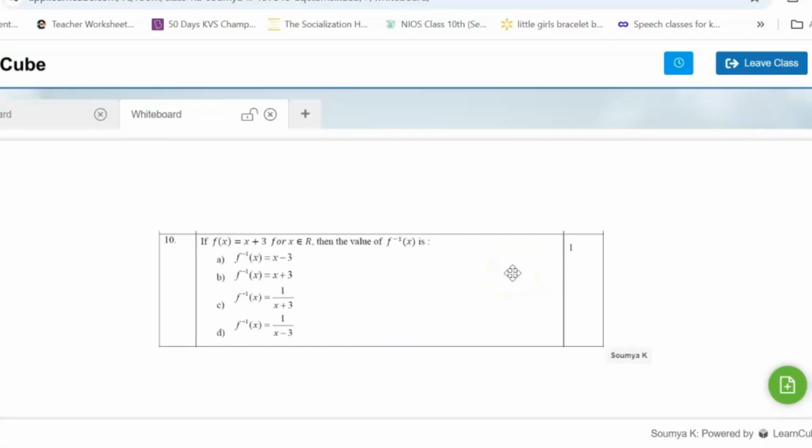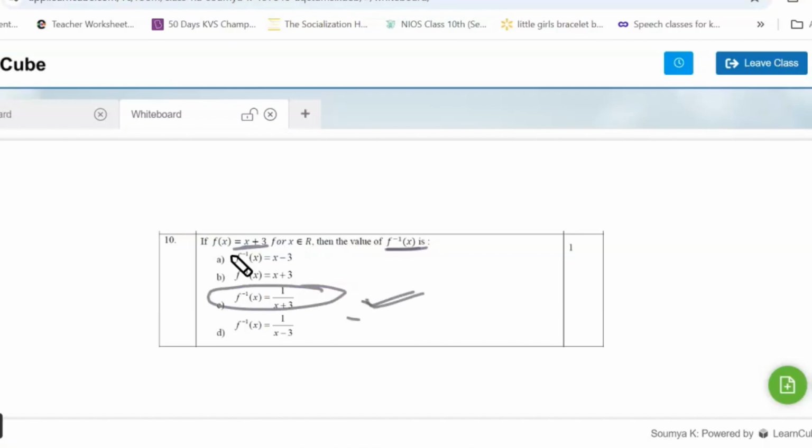If f of x is given as x plus 3, then what will be the value of f inverse of x? So already you can see here f of x is given here. F inverse will be 1 by this value. So this is the correct answer.